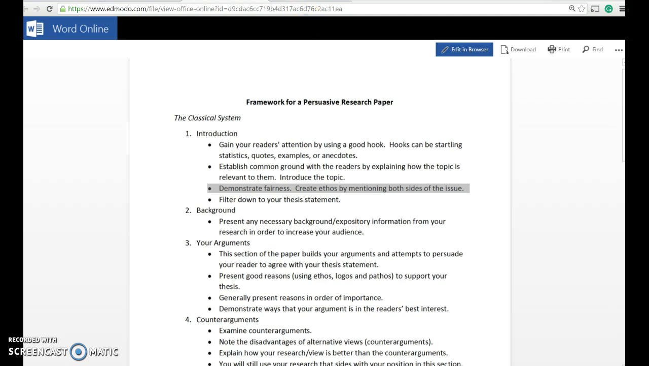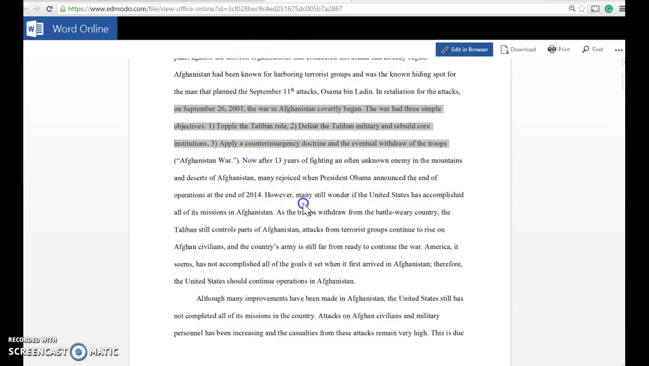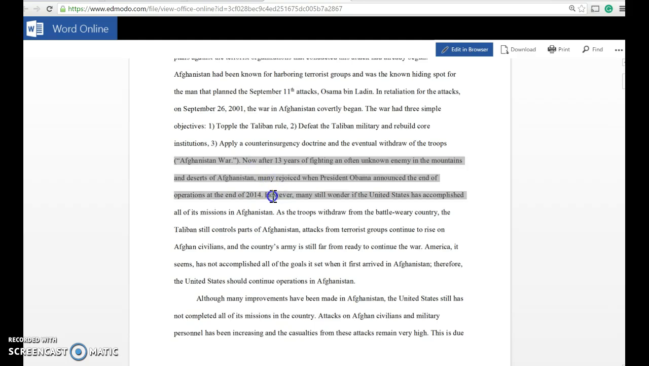Now, with that said, if you go back to his introduction, you're going to see a couple things here. He says the following: "Now, after 13 years of fighting an often unknown enemy in the mountains and deserts of Afghanistan, many rejoiced when President Obama announced the end of the operations at the end of 2014."